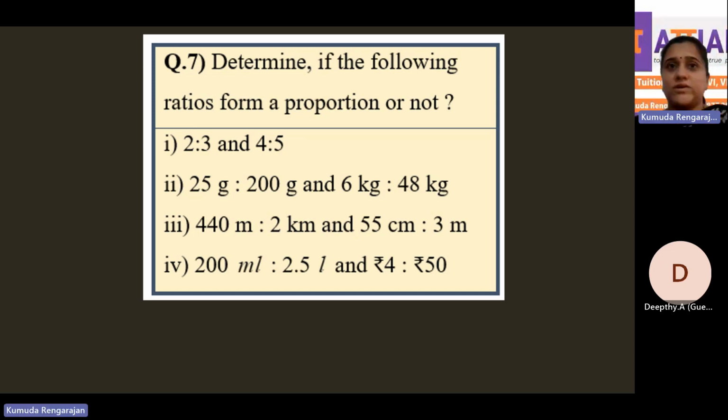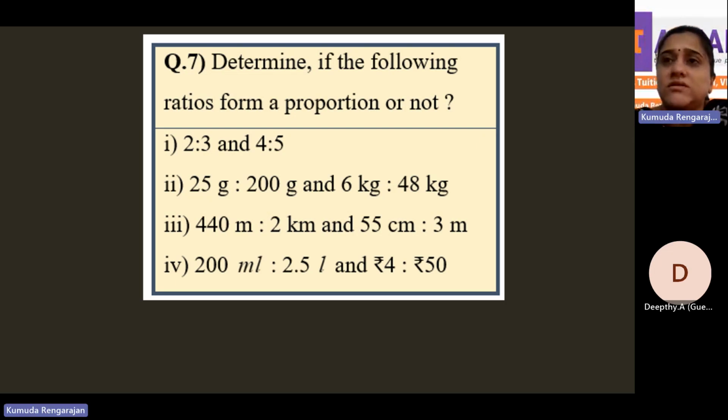The first one. Are we ready? So here the numbers are not in proportion; you have to check if they are in proportion. We have two ratios. What do we have? We have one ratio 2:3. We have another ratio 4:5. We need to check if these two ratios are in proportion.